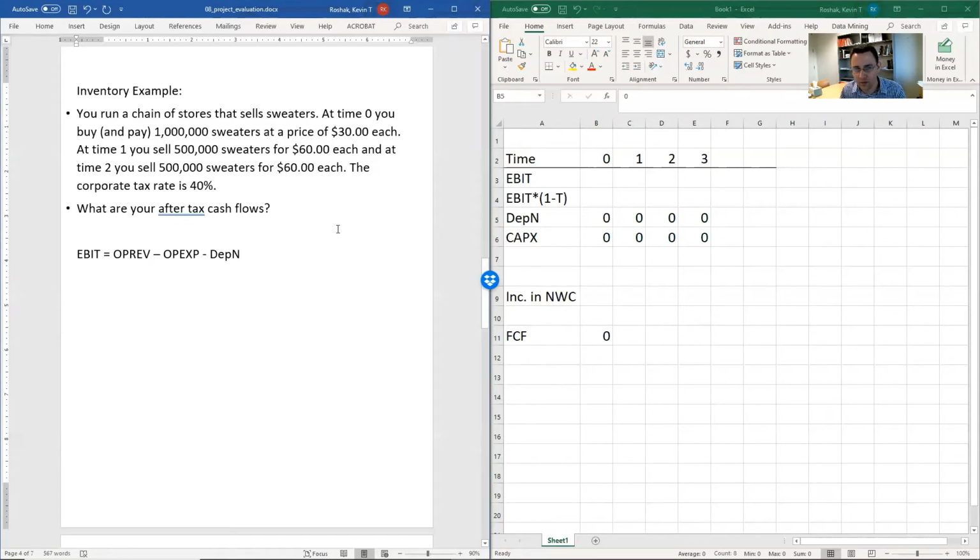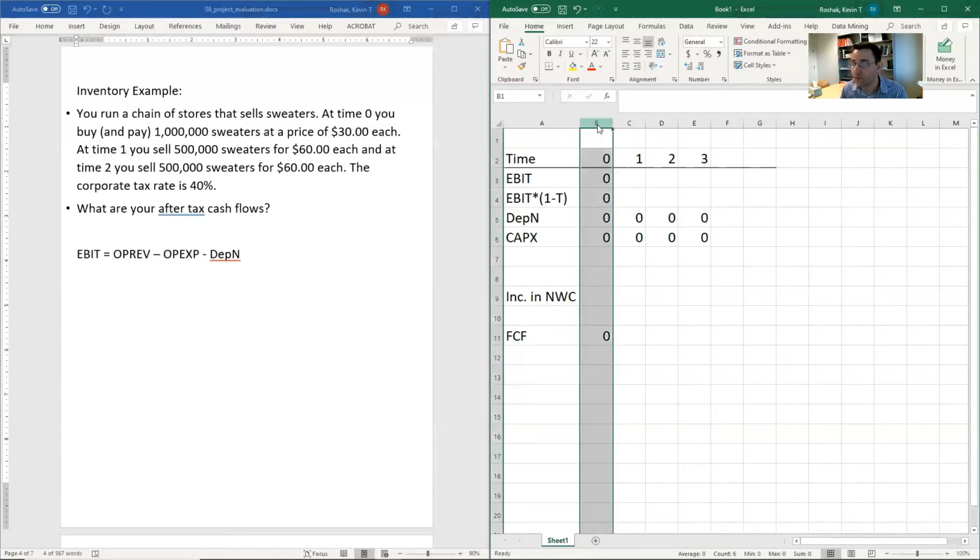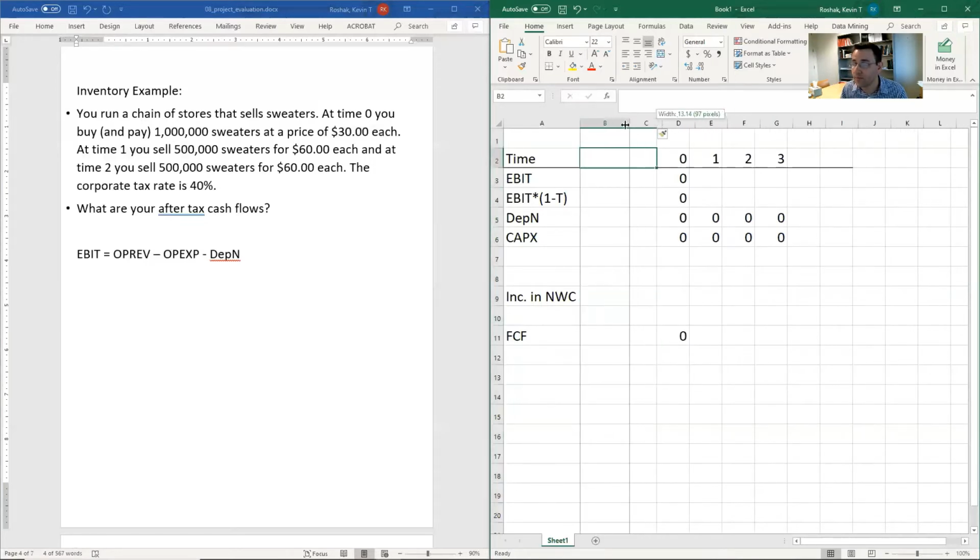What's happening at time 0? Just like in the last example, at time 0, you're just buying the stuff. In the last example, you were buying these welding machines. In this example, you're just buying the sweaters at time 0. Okay, that's it. You're not selling the sweaters, you're not expensing the sweaters, you just bought them. So your revenues and your expenses at time 0 should be 0. This is going to generally be true because you need time to generate revenues or expenses. So you're not going to generate anything at time 0.